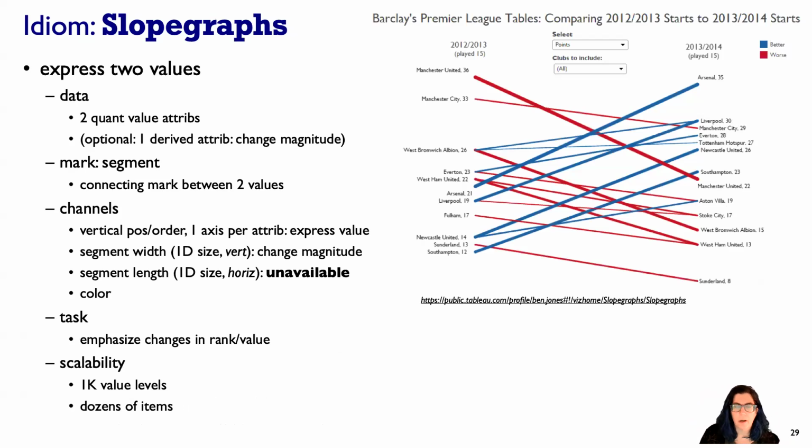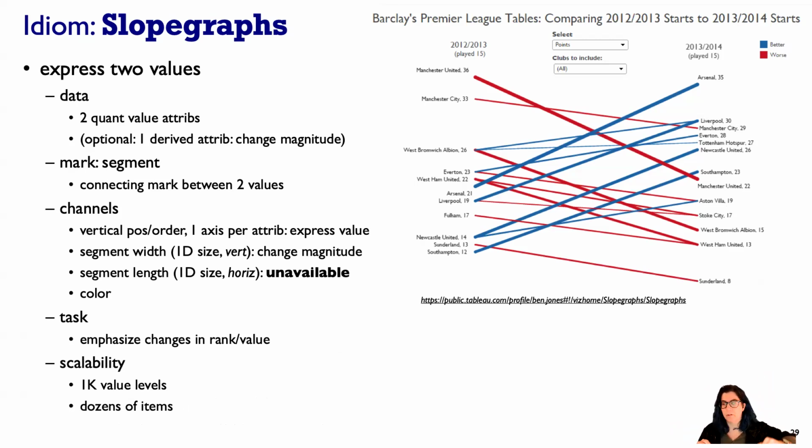Here's another one, slope graphs. Sometimes these are called bump charts. What we're doing here is we've got two values that we're expressing. We are taking those two values and creating a segment mark where we connect those two values.